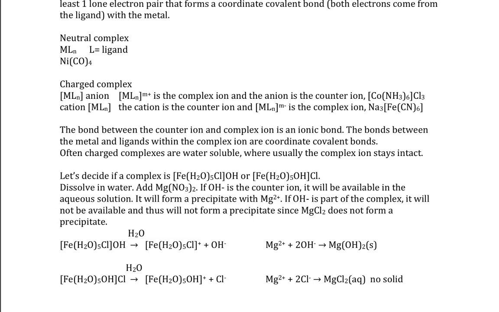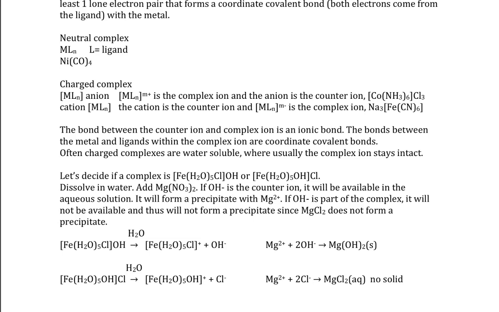So looking at those reactions, if it is [Fe(H2O)5Cl]OH, then when we dissolve it in water, the OH being the counter ion, that would be floating around in the water, and then the complex ion involving the chlorine would be floating around intact in water. If, on the other hand, the OH minus is part of the complex and the chloride is the counterion, then when we dissolve that in water, we would have Cl minus floating around. OH minus would be part of the complex. That's an ion also, of course, floating around.